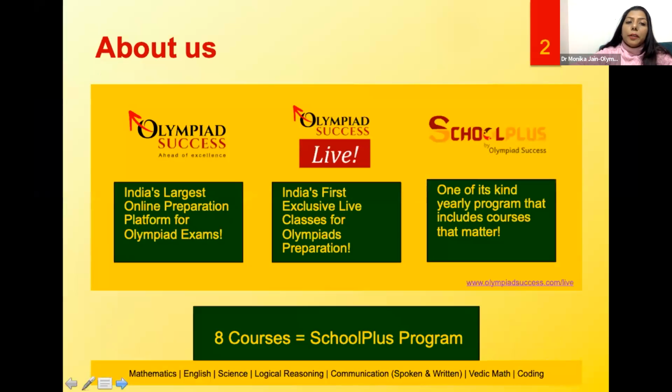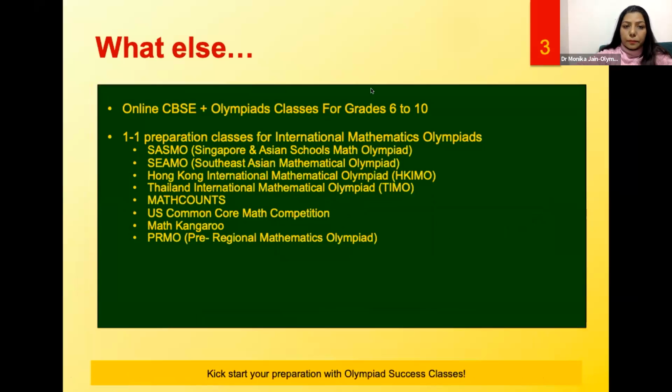As you are already aware, Olympiad Success is India's largest online preparation platform for Olympiad exams. Olympiad Success Live is India's first exclusive live classes for Olympiad preparation. And School Plus by Olympiad Success is one of its own kind of annual program that includes 8 important courses that really matter at this point of time in your life, which include mathematics, English, science, logical reasoning, communication, both spoken and written, Vedic math, and coding.